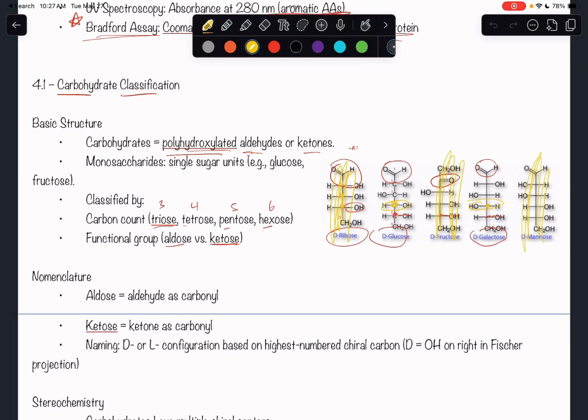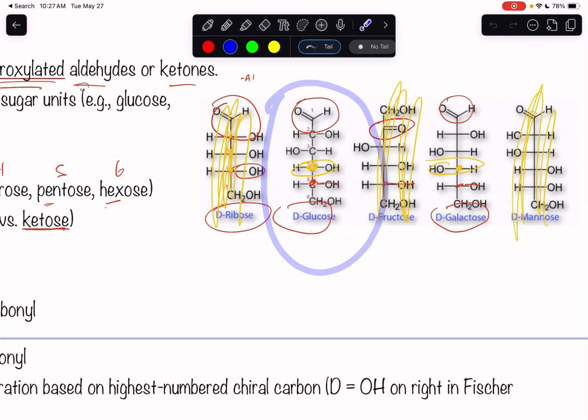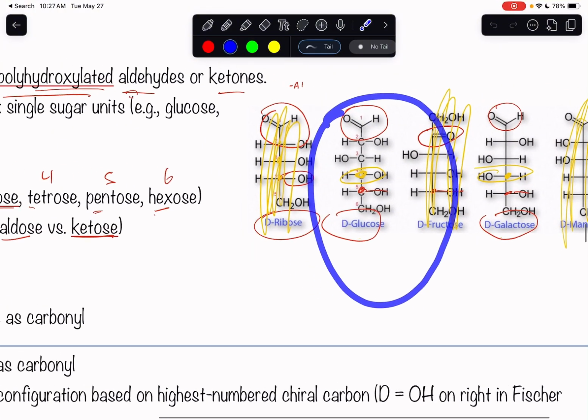So today we're going to be doing chapter 4.1, carbohydrate classification. So carbohydrates are going to be hydroxides, aldehydes or ketones. A monosaccharide is one single sugar, like here. So this would be a monosaccharide, one glucose sugar.